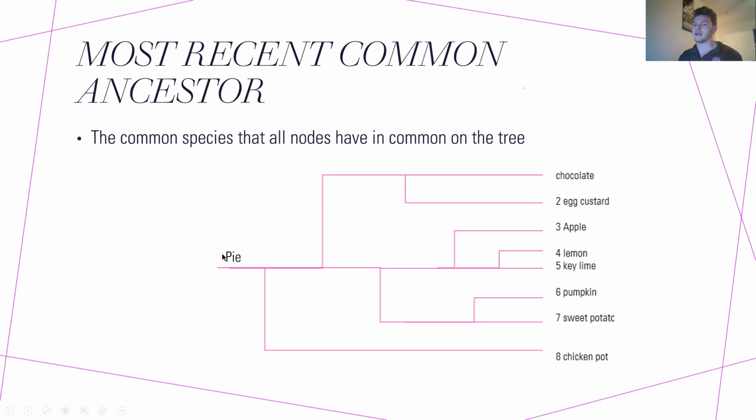So let's say that pie crust was the common trait of this common ancestor. Every single pie on here has a pie crust. So you can say that pie was the original common ancestor, and it all dates back to pie.